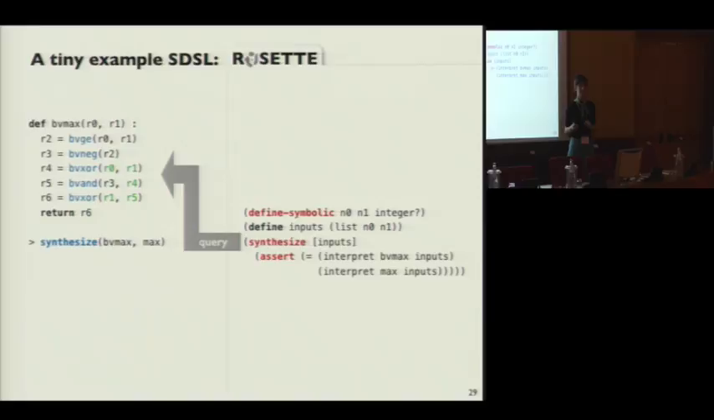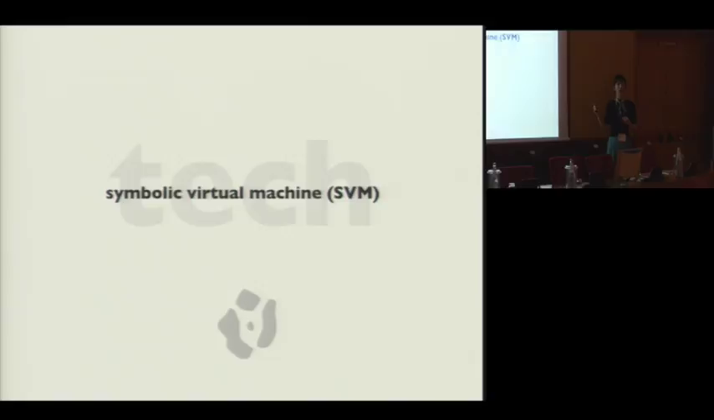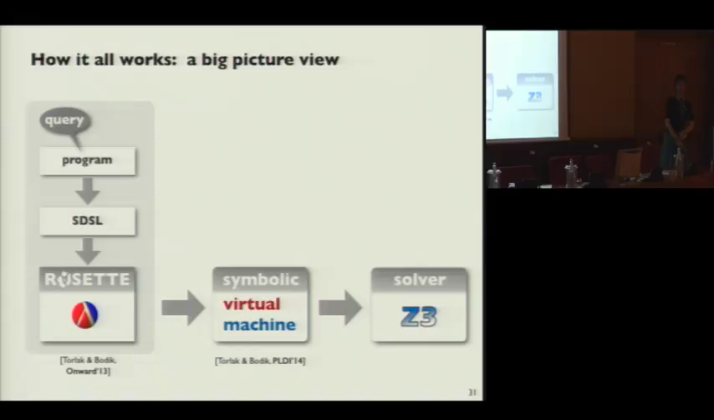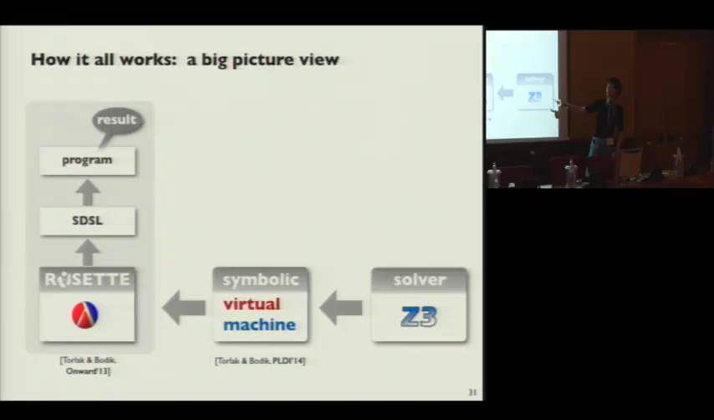What I'm going to do next is actually show you how this works. How Rosette can take that interpreter that I just showed you and a program running on top of it and translate it to constraints that an SMT solver can understand. So at a high level, this is what Rosette does. It takes as input a program and an interpreter for it and a query about that program. It translates that to Z3. When Z3 produces an answer, we lift it back to something meaningful at the level of the programming language.